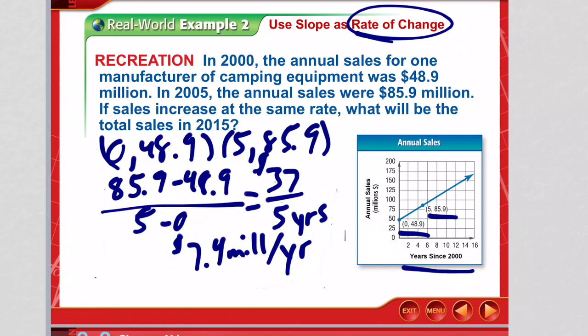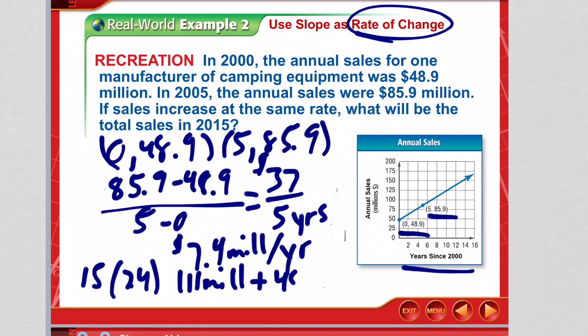So if it wants, what will be the total sales in 2015? What we can do, 2015 is 15 years away from 2000, so we can take our 15 times the 7.4, 111 million, and that is on top of what it started in 2000, so we will add in that 48.9, which gives us $159.9 million.